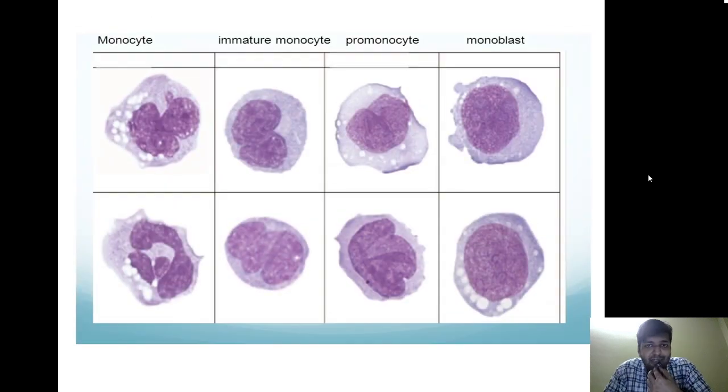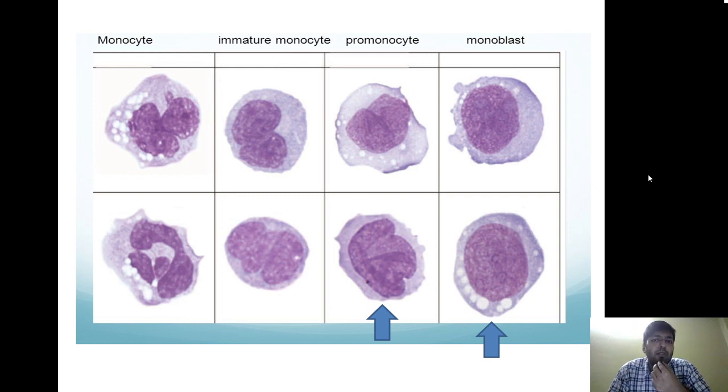Now we are going to see monopoiesis, how the monocytes are formed. Again, the first stage is that of a monoblast. Any blast has immature chromatin and multiple nucleoli, and the cytoplasm of the monocyte series is pale grayish, with a ground glass quality, and has vacuolation. Now this is the monoblast, which is the first cell.